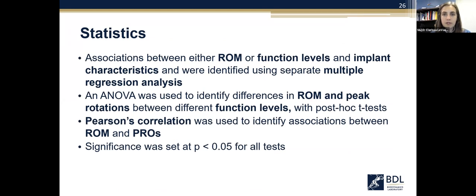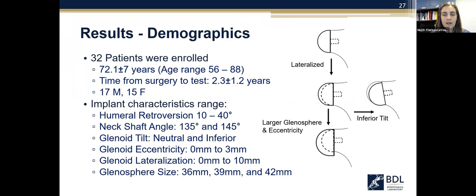Associations between range of motion or functional levels and implant characteristics were all evaluated using separate multiple regression analyses. An ANOVA was used to identify differences in range of motion and peak rotations between the different levels of functioning subjects. And finally, Pearson's correlations were used to identify associations between range of motion and patient-reported outcomes.